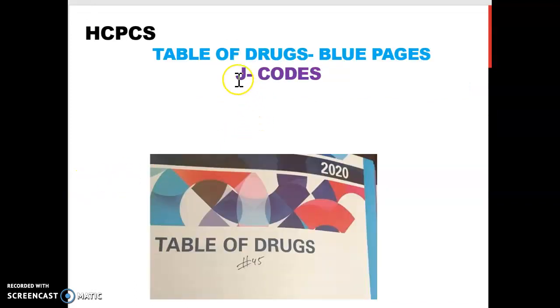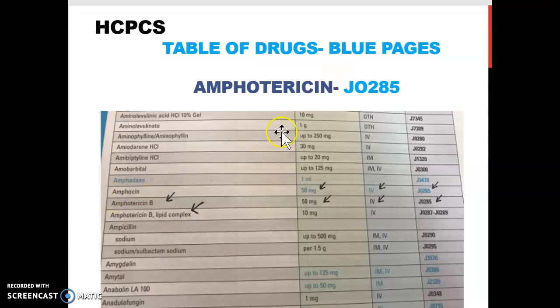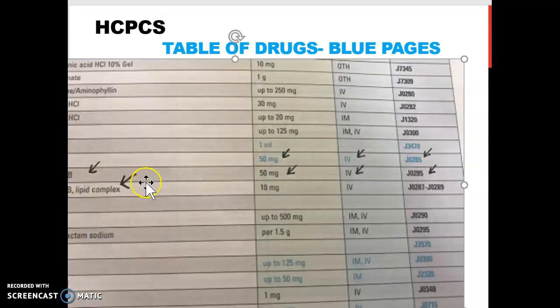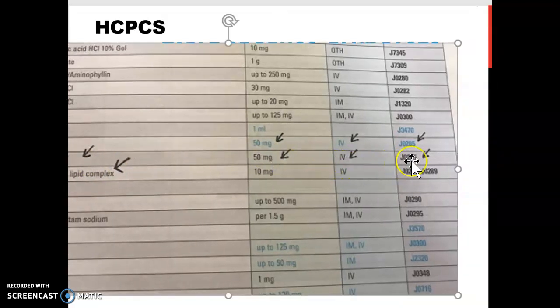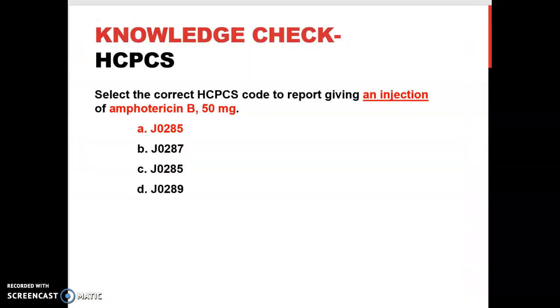Another way to find the same code is to follow the table of drugs, blue pages, also called J codes. I gave you the page number. This is for the 2020 HCPCS coding manual. So we're going to the table of drugs, and we are looking for the alphabetical organization of the drugs, and we see that there is an amphotericin B given along with amphotericin B lipid complex. And remember, we're only looking for amphotericin B, so we're going to confirm the dose 50 IV J0285. This is good enough for you. You don't even have to go to your tabular to confirm this code. So confirming the code J0285, remember, you can follow the index or you can follow the table of drugs.